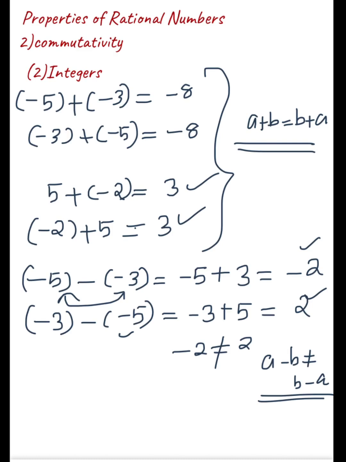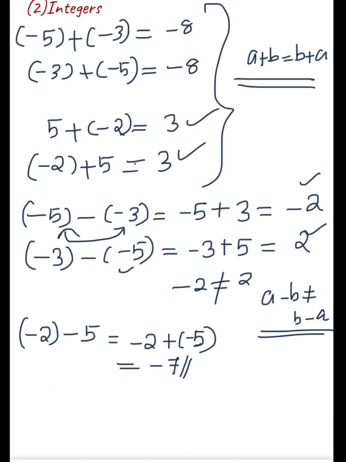Let's check it with other numbers. I am taking minus 2 and 5. Minus 2 minus 5. What is minus 2 minus 5? It's minus 2 plus minus 5. What is the answer? It's minus 7.